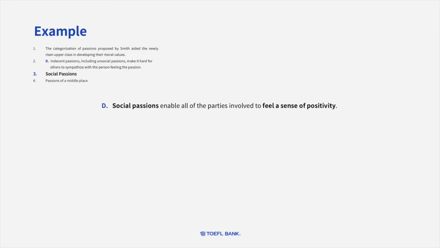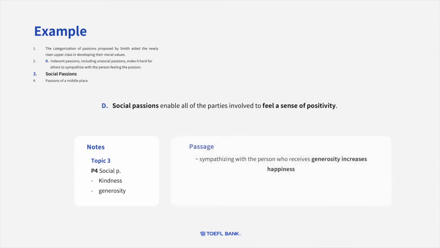Social passions enable all the parties involved to feel a sense of positivity. D is about subtopic number 3. Let's take a look at the fourth paragraph to compare the details of the two. The choice matches the paragraph as it states that sympathizing with the person who receives generosity increases happiness. And it also matches the part of the paragraph where it says, Smith encourages sympathy for social passions because they work for the best interest of both parties. D is a correct answer choice to subtopic 3.